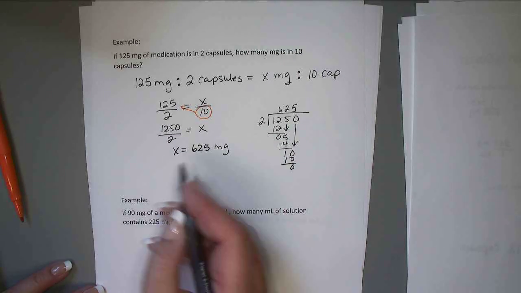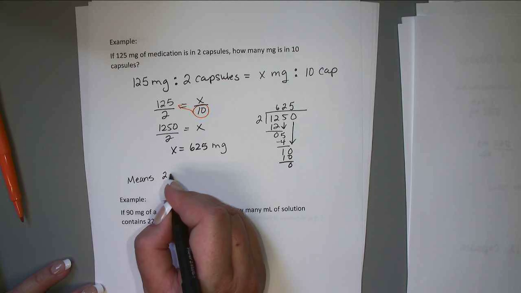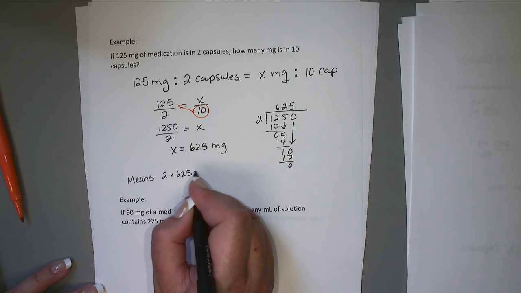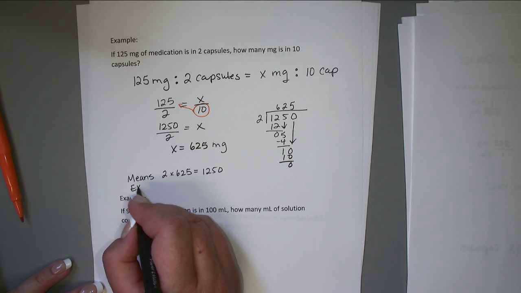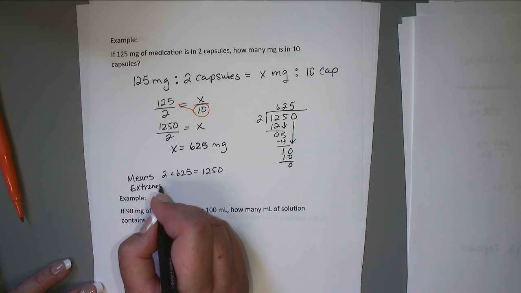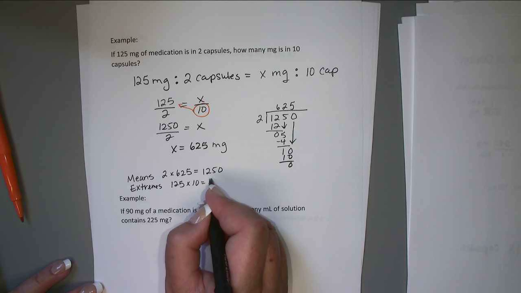And again, you can always check by means and extremes. Your means are your middle numbers, so we would say 2 times 625 is 1250. And extremes are the outside numbers, and they work out.